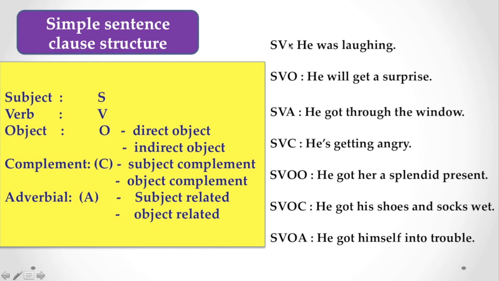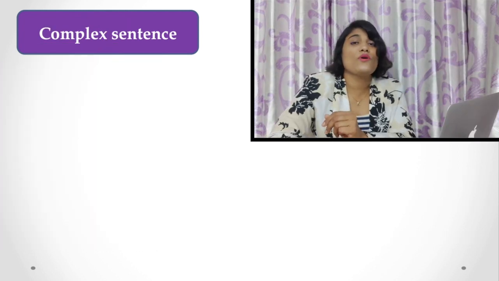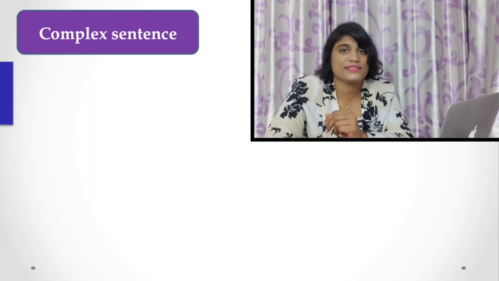Here, when you are going to write any kind of simple sentence, you just arrange subject, verb and these elements in the following order. If you just learn or memorize this order, that is, you have to put subject first, then verb, then object or complement, etc., you will be able to write a very good, grammatically correct simple sentence. Now I am going to tell you about the complex sentence.